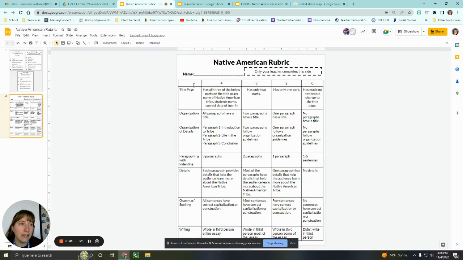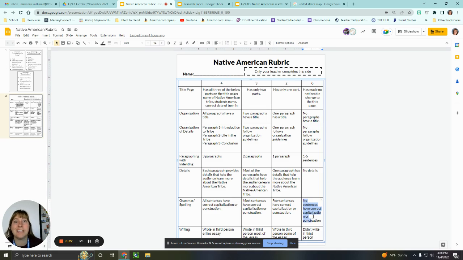I am grading based on this. I'm going to look at your title page. If you have this, you get 4 points. If you have this, you get 3 points, and so on. Okay? For your spelling, if you have a lot of grammatical errors, right? No sentence has correct capitalization or punctuation. You're going to get a 0 points for that. There is a possible of 28 points.